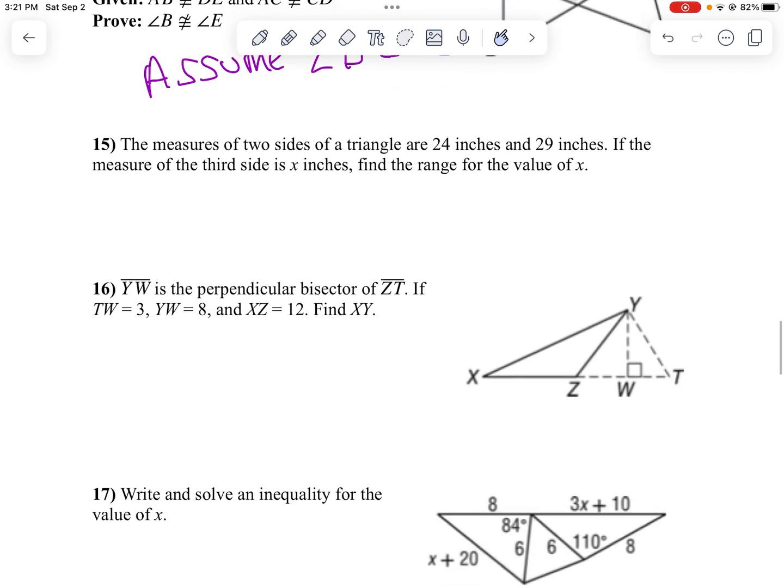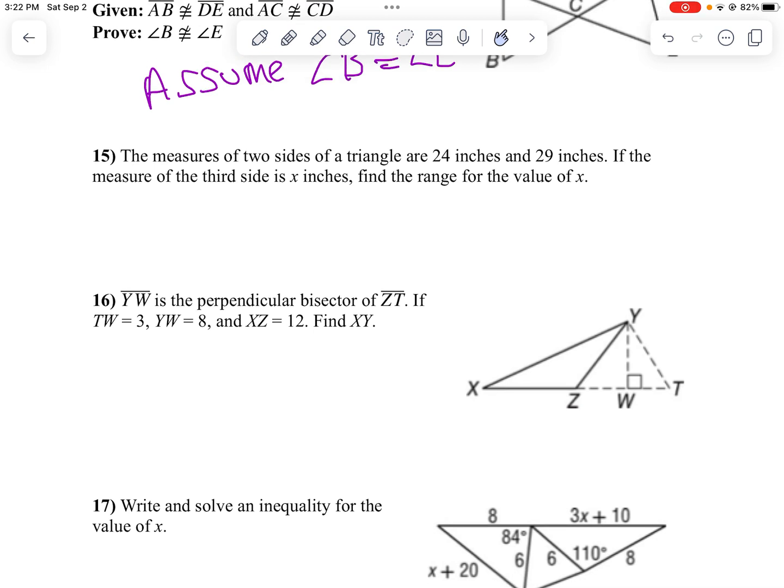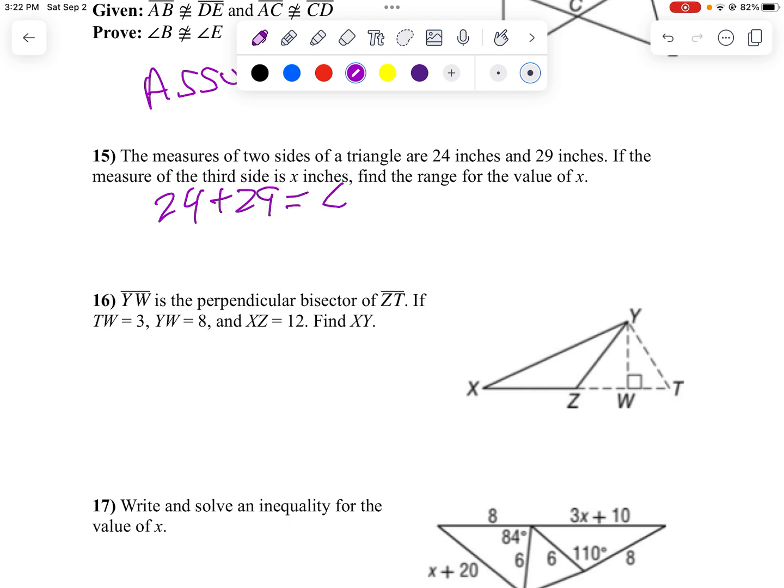Okay, number 15. That's similar to the true and false one we have, a little bit more involved here. So first off, I want to find the biggest side it can be. So I go 24 plus 29. So that would be 63. No, 53. So I know my side X has to be less than 53. If it's 53, it's not a triangle.